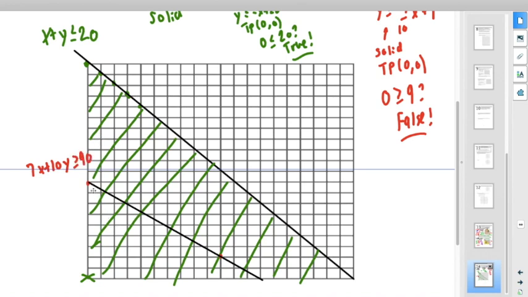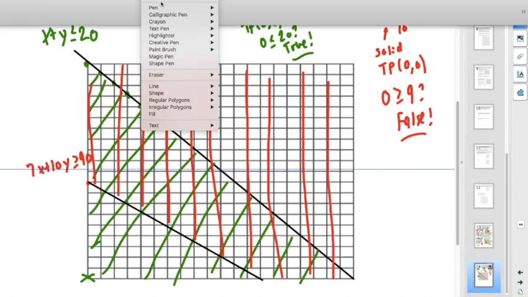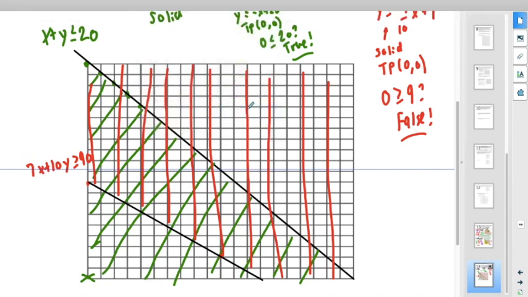And then I'm going to shade. Was it true or false? It was false. I'm not shading toward my test point anymore. I'm shading away from it since it's false. It's not always shading towards the test point. Remember to look at whether it was true or false. That tells you where you're going to shade. So I'm shading away from the test point now, everything up.